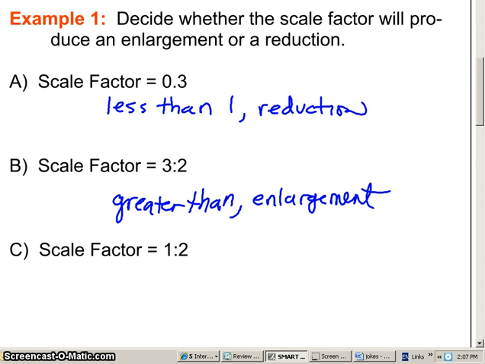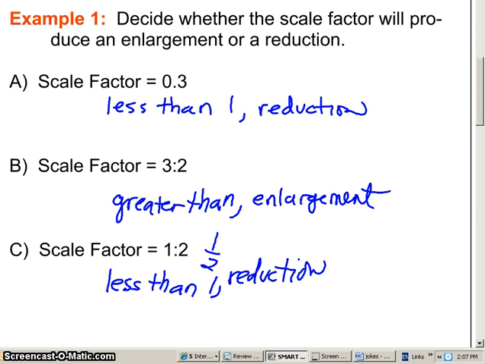And letter C, our scale factor is 1 over 2, 1 to 2. This is greater than or less than 1? This is less than 1, just like a half. Less than 1, and therefore this would also be a reduction. So part of your practice in class tomorrow will be, given these scale factors, if it's greater than 1, it is an enlargement. If your scale factor is less than 1, it is a reduction.